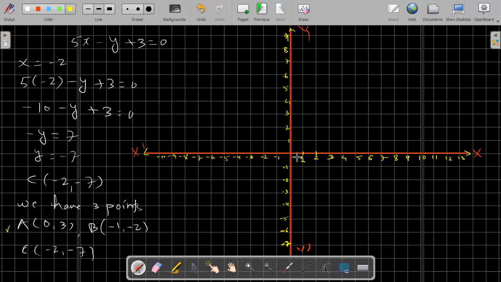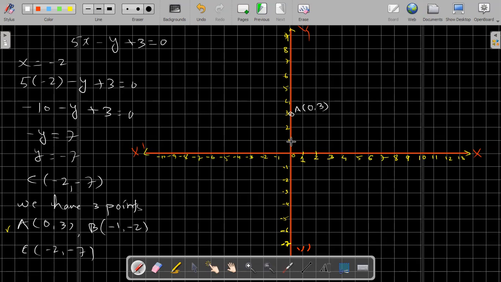So the first point is A, 0, 3. x is equal to 0, this is 0, and y is equal to 3 is this point. This is the point which is representing on the y-axis. This is point A, 0, 3. If the x coordinate is 0, the point will be on the y-axis.